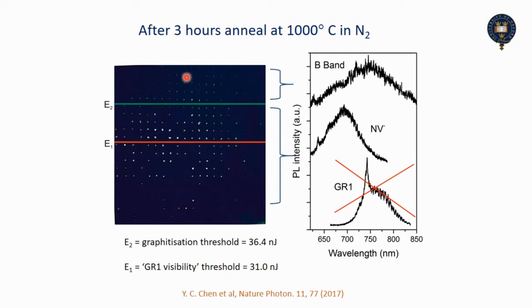If we go to the very high pulse energies, we find that the annealing stage does not restore the diamond lattice and create NV minus, but rather graphitizes and creates this B-band fluorescence signature that we see above this green line here.